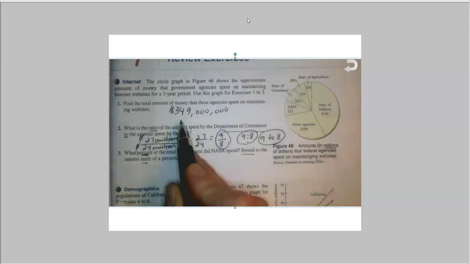All right, number 3 asks for the percent of the total money spent. Okay, what percent? My answer is going to be given as a percentage of the total money spent. The question is, how much did NASA spend out of the total amount that was spent? We're going to round to the nearest 1/10 of a percent. Okay, so NASA spent $31 million out of a total of $349 million.